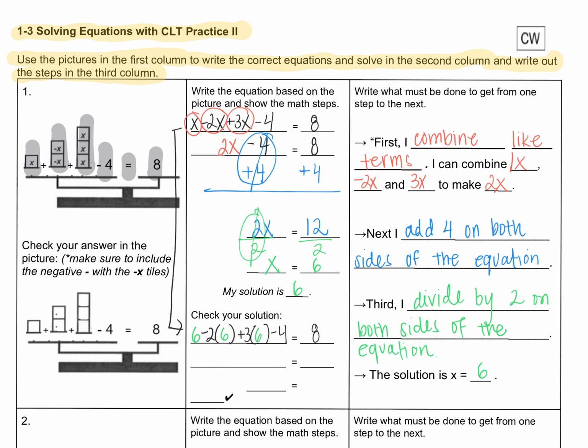And then I'm going to follow order of operations to simplify each side. On the left, I'm going to have 6 minus 12 plus 18 minus 4. 6 minus 12 plus 18 minus 4 is equal to 8, and then I also have 8 on this side. Because both sides are the same, this is true and my solution is correct.